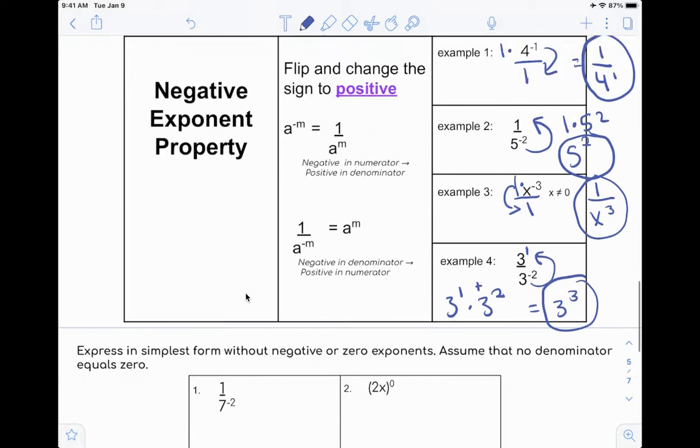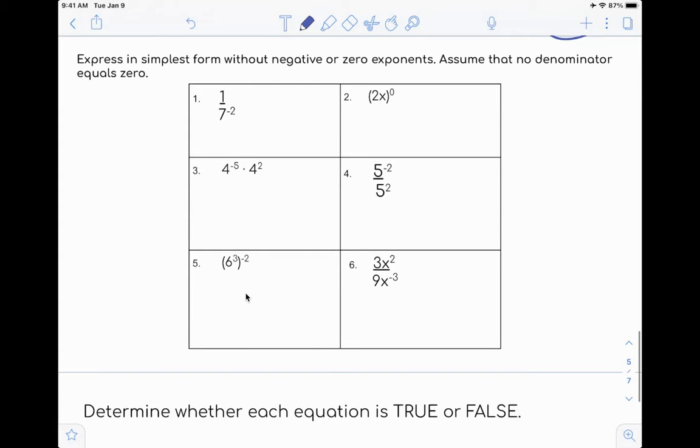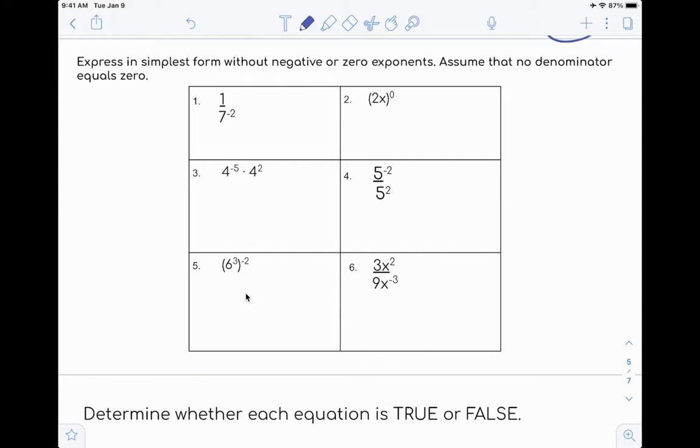Now we're going to take a look at some practice problems. Express in simplest form without negative and zero exponents. Assume no denominator equals 0. So on example 1, we have the number 1 in the numerator, and the denominator is 7 to the negative 2. So I'm going to change positions and make the exponent positive. So this is equal to 1 times 7 squared. And 1 times 7 squared is 7 squared, which is equal to 49.